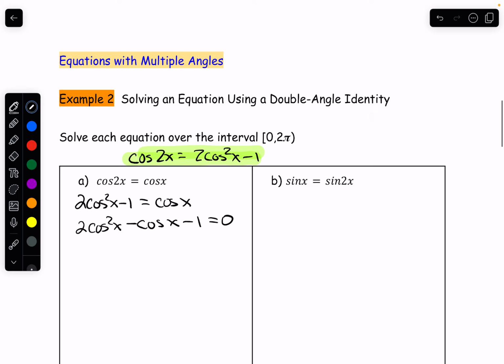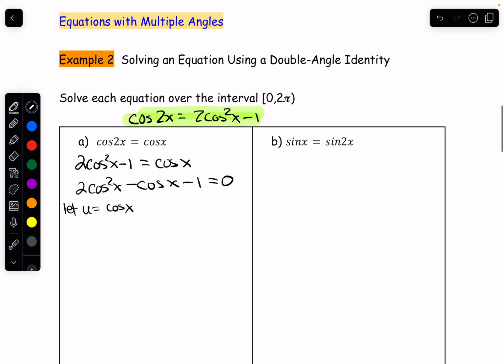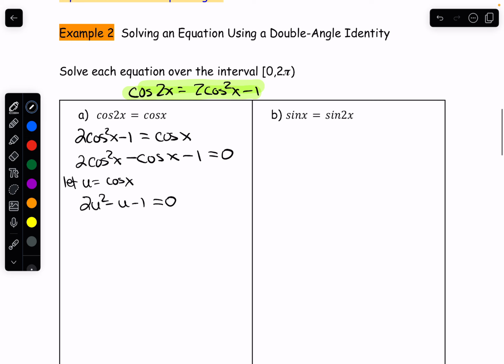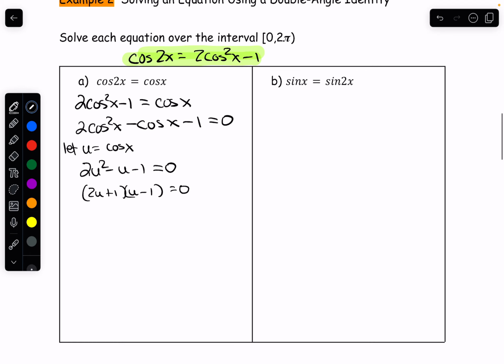So we're going to go ahead and move that cosine of x to the opposite side, making it negative cosine x. And again, we're going to go ahead and let u equal the cosine of x just like we did yesterday. That gives us 2u squared minus u minus 1 equaling 0, which hopefully you recognize as a factorable quadratic. 2u times u, and then it'll be minus 1 times plus 1.